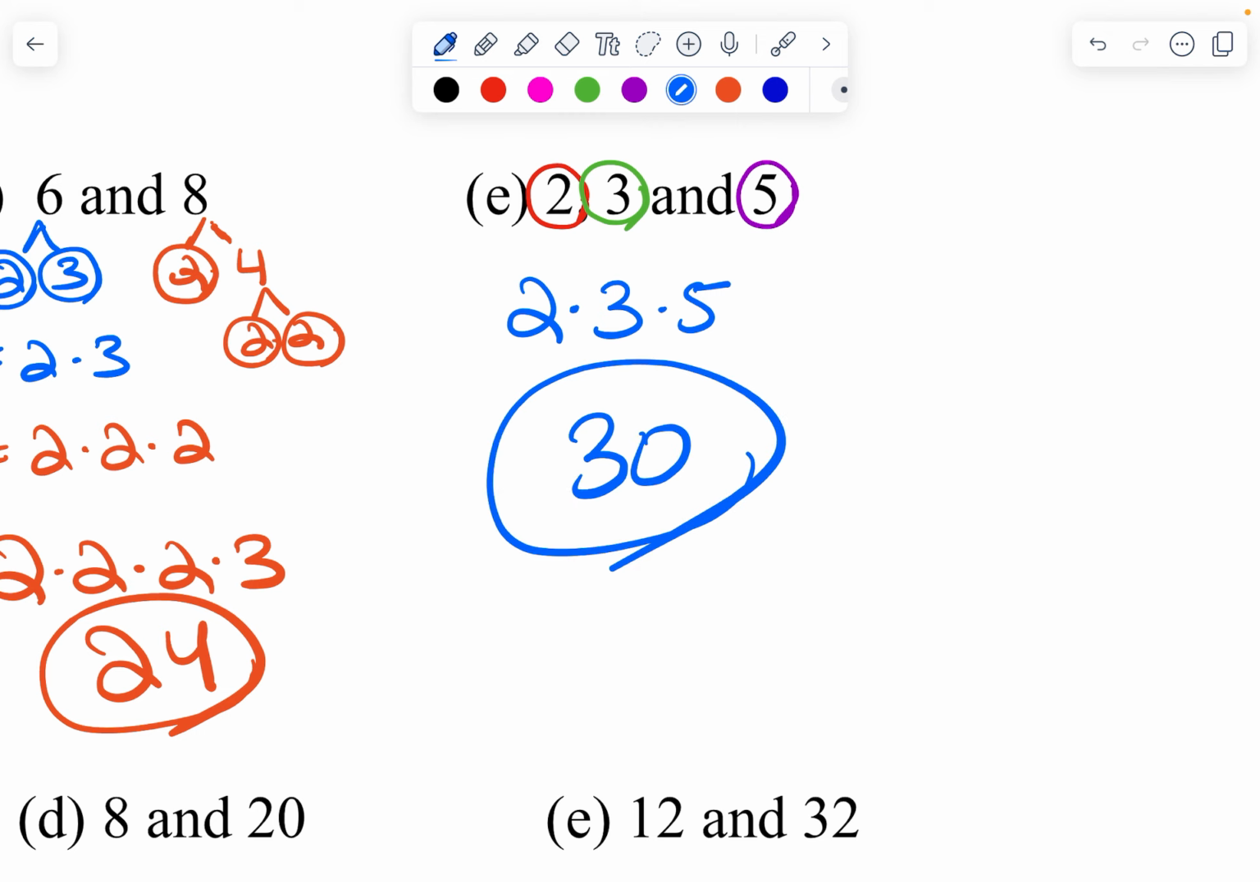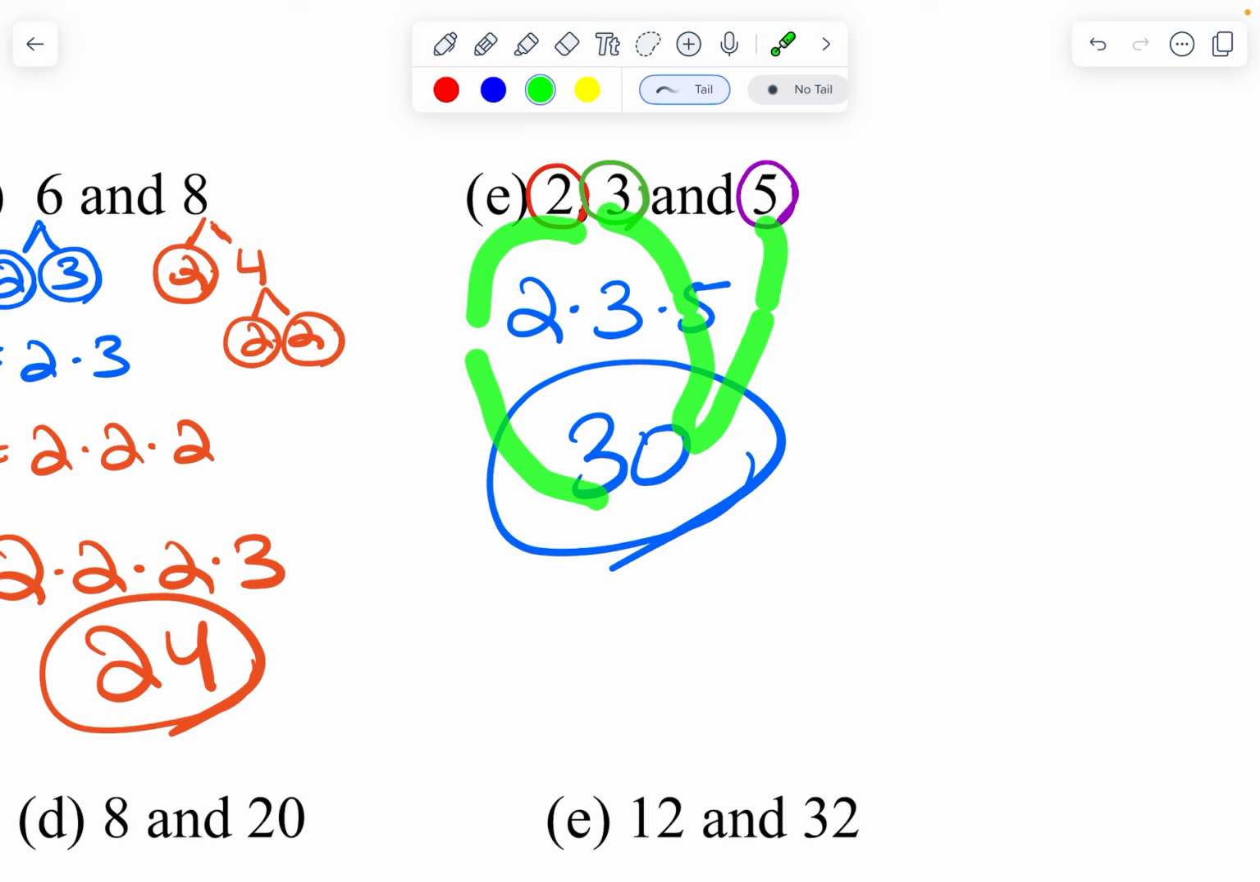So least common multiple, this is the smallest number that 2, 3, and 5 will all divide into. So 2 goes into 30, 3 goes into 30, and of course 5 goes into 30. Okay, that's least common multiple.